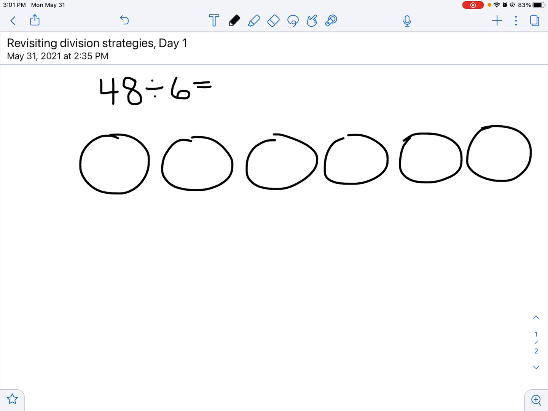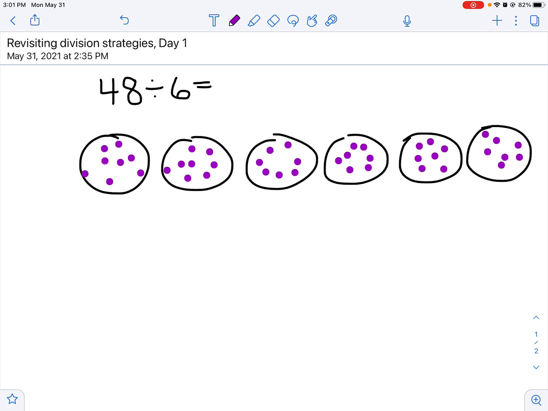This takes you back to circles and stars at the beginning of the year. And then what you can do is count out 48 dots into those 6 groups equally to find out how many dots end up in each group. So 1, 2, 3, 4, 5, 6, 7, 8, 9, 10, and so on, counting all the way up to 48.